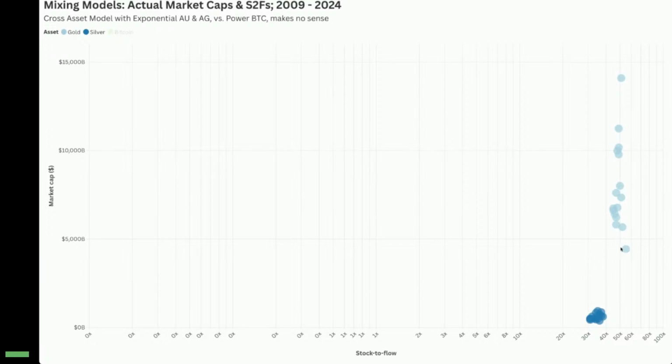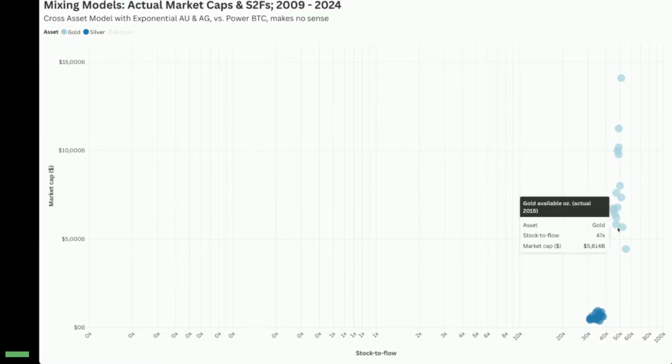What's the stock to flow of gold going back to 2009? 55x. All right, let's see what this next dot is. 2010, 52x. 2014, 47x. 2015, 47x. 2016, 46x. 2018, 45x. But notice the value, the market cap of available gold.